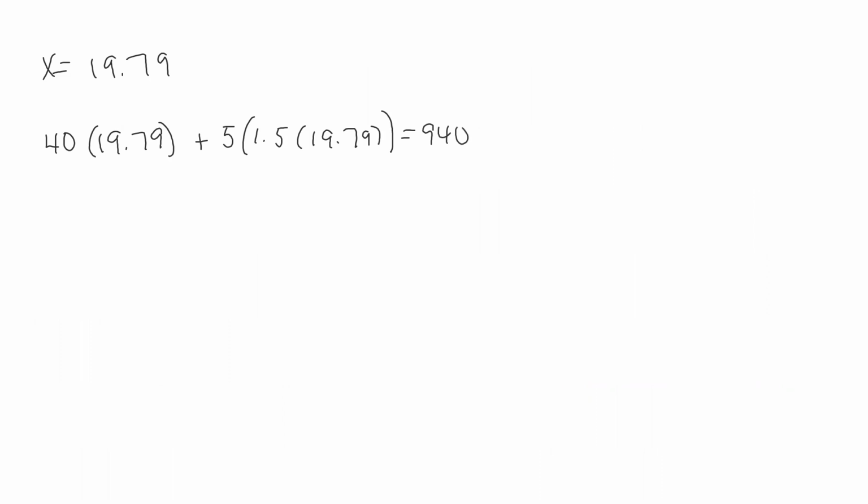So we're saying that Tony's hourly rate is $19.79. So we're going to take the 40 hours of regular pay. We're going to add it to 5 hours of 1.5 times the regular pay. And hopefully that equals 940. So 40 times 19.79 is 791.6. And then 1.5 times 19.79 is 29.69. So we get 791.6 plus 5 times 29.69.